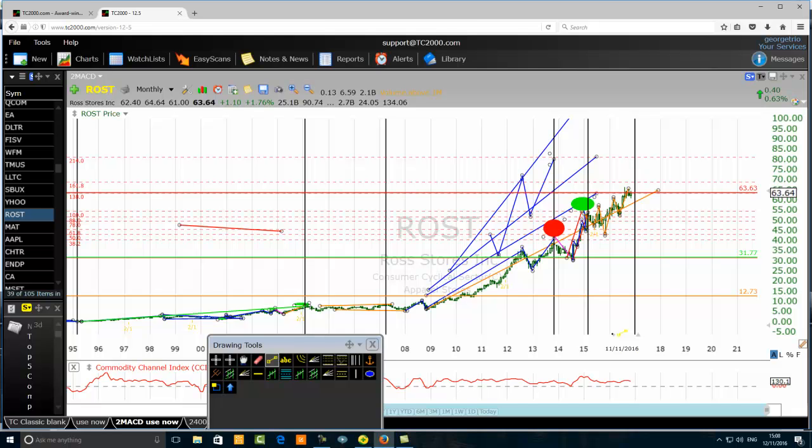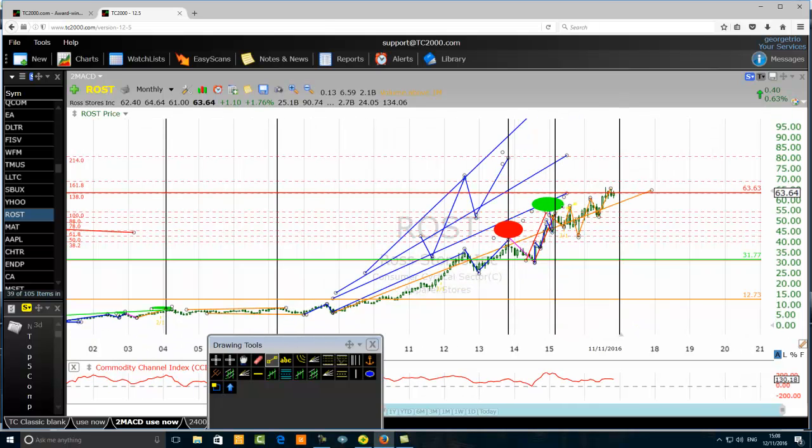One will watch the Fibonacci extension 138% and then 161.8% Fibonacci extension level of the A part of this ABC correction, of the A part of the flat correction. What is it? This is from here down to here. That's the A part of the flat correction.